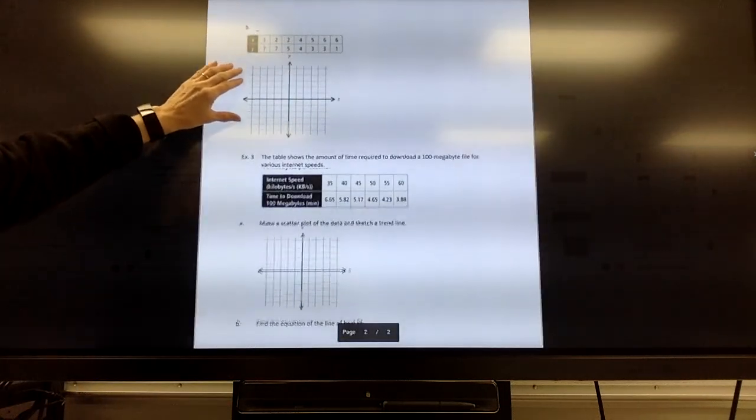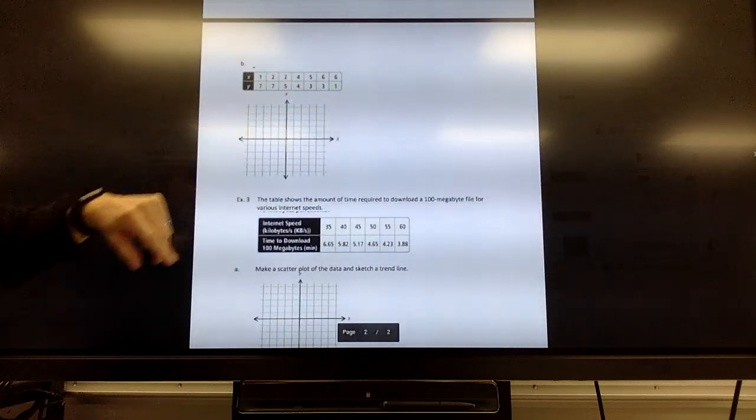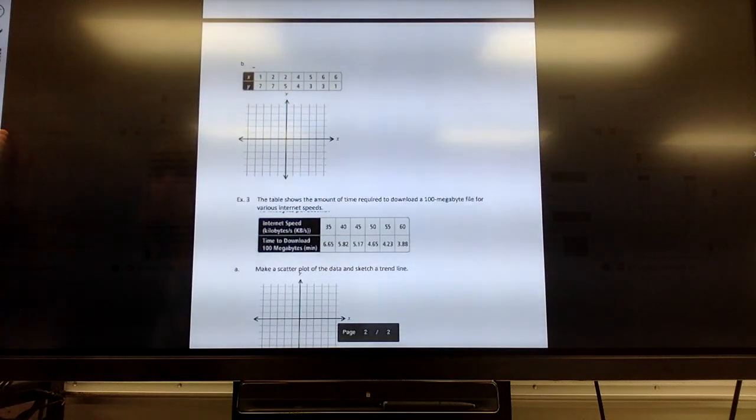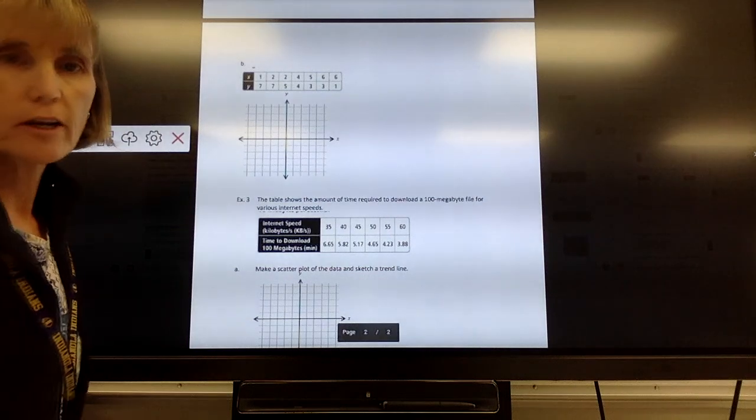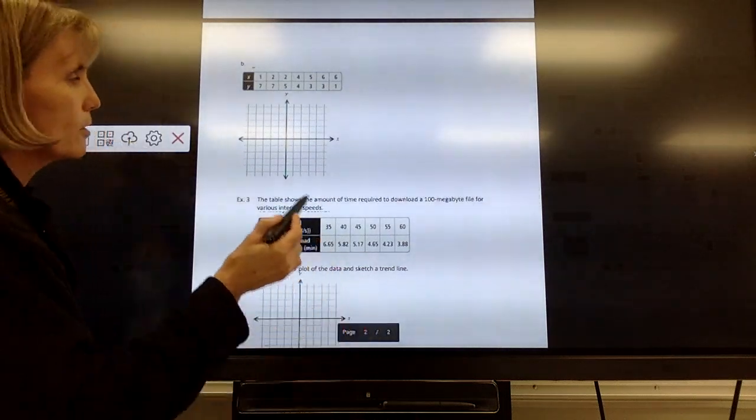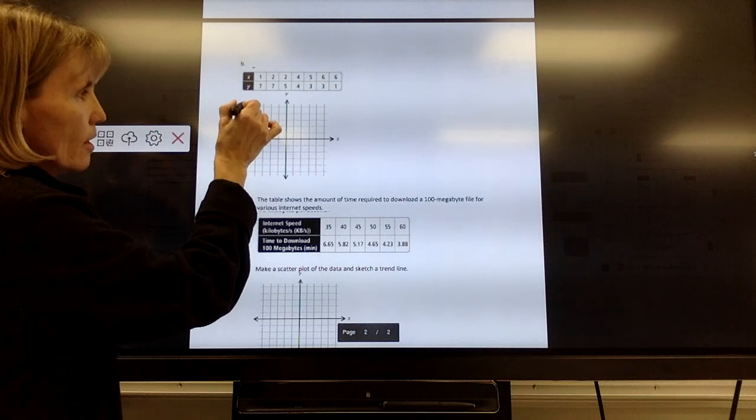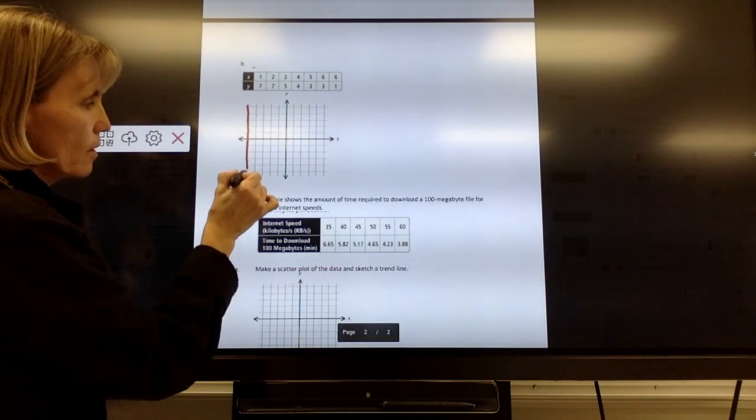Let's try another one. Okay, I'm going to plot this on the graph. And it's a little bit frustrating on that last one, how we kind of ran out of room. So I'm going to change where the axes are. I'm going to come down here and I'm going to say this is going to be my y-axis.